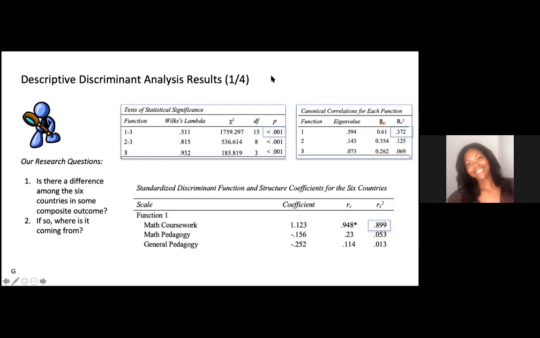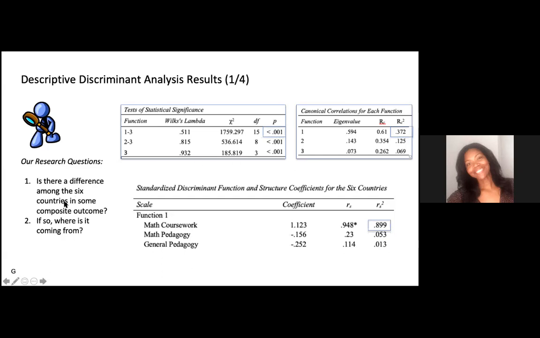Then we look at the canonical correlations for each function to say which function explained the most variance in the solution. And function 1 was the best one. You can include and interpret as many functions as you want, but typically we stop when we start to see negligible variance explained. So function 1 had a squared canonical correlation, meaning a correlation of correlations across all those variables, of 0.372, meaning 37.2% of variance between countries and our synthetic outcome variable was shared. It's not huge, and in fact, it's a little bit weak, but it's still something to explore.